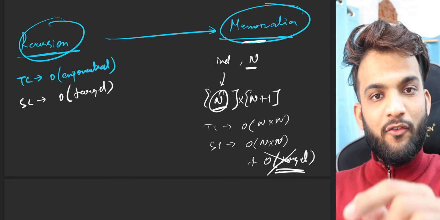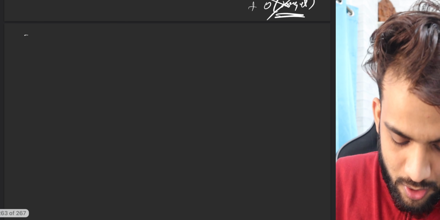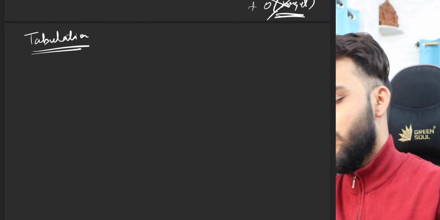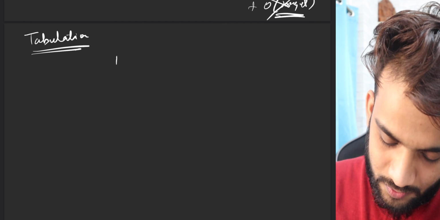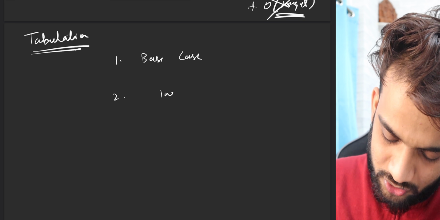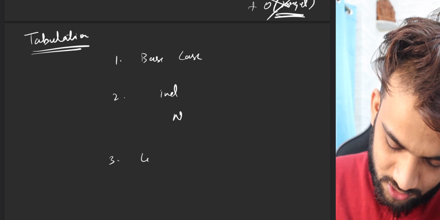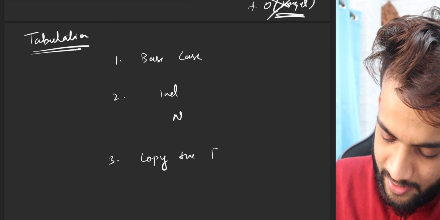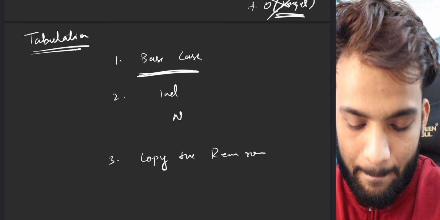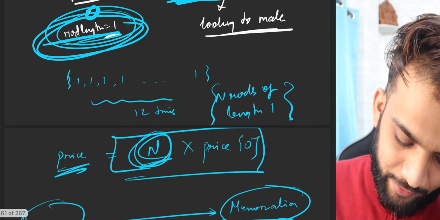And as usual, I'm not a big fan of auxiliary stack space. If I'm not a big fan of it, what do I do? I convert this into a tabulation code. What are the rules? Write the base case. Write the two changing parameters. Copy the recurrence. As simple as that. Let's write the base case first. Let's go back to the recurrence.